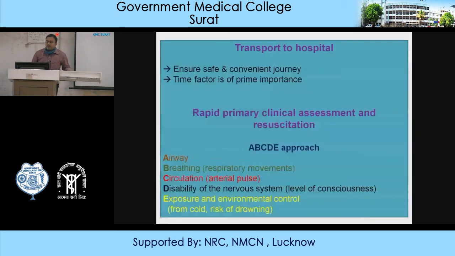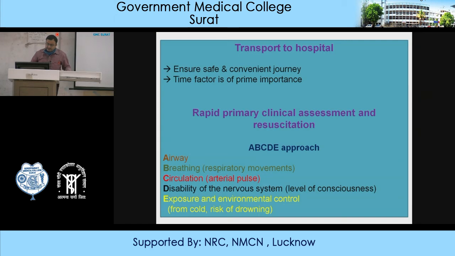Now, transport to the hospital. Ensure a safe and convenient journey. The time factor is of prime importance for whether the patient survives or not. Rapid primary clinical assessment and resuscitation: the A, B, C, D, E approach.